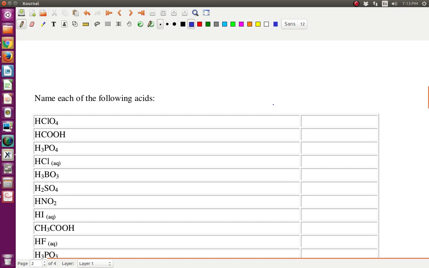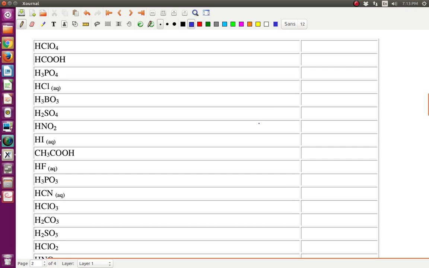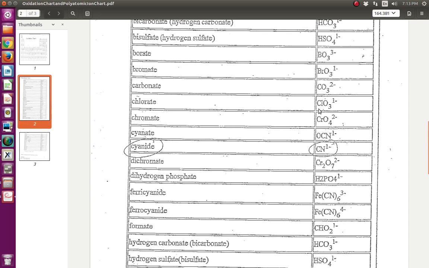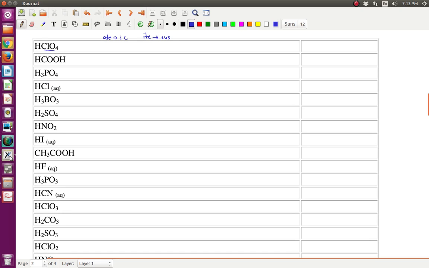And then over here, name each of the following acids. It's just the opposite. So let's try a couple here. It has a polyatomic ion in it, so it's going to follow that pattern: ate becomes ic, ite becomes ous. So go look up ClO4. ClO3 is chlorate. ClO4 has more oxygens than ClO3. So remember the pattern, per-ate has 4 oxygens. The ate has 3. So this is per-ate.